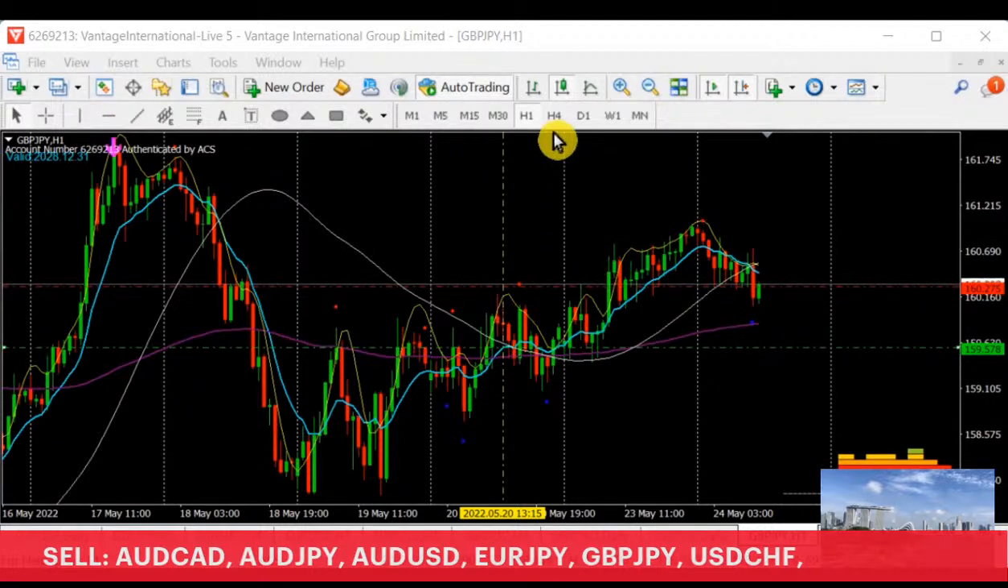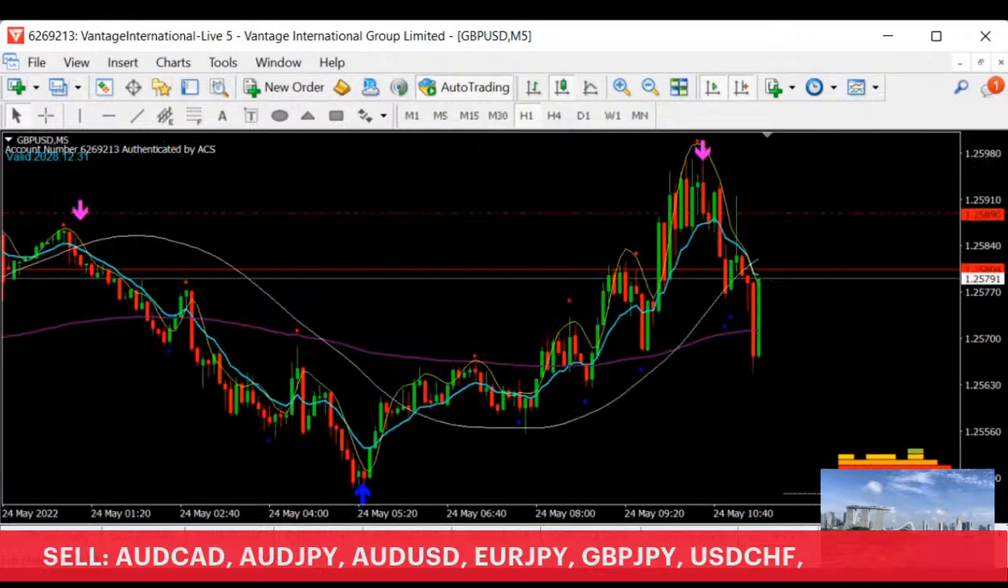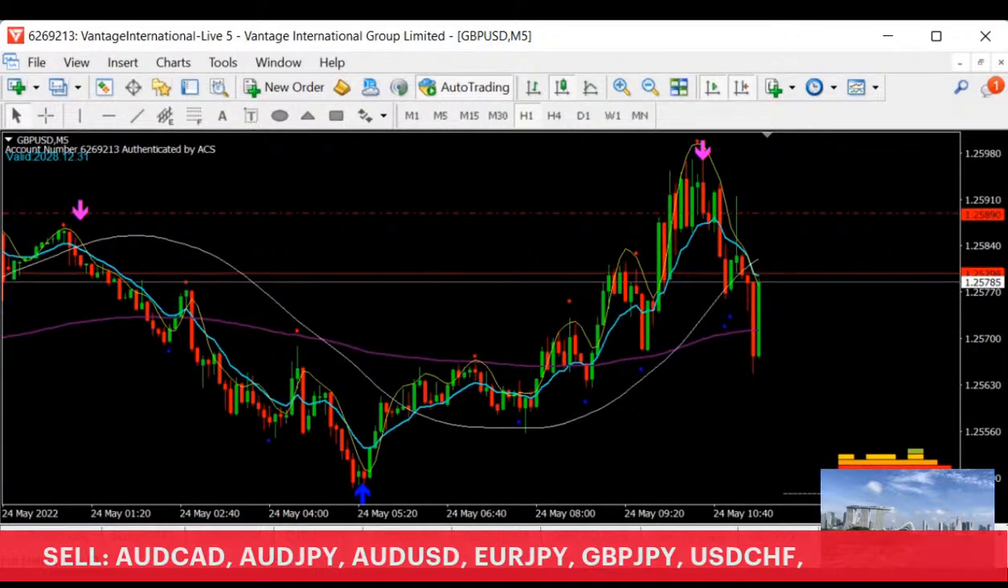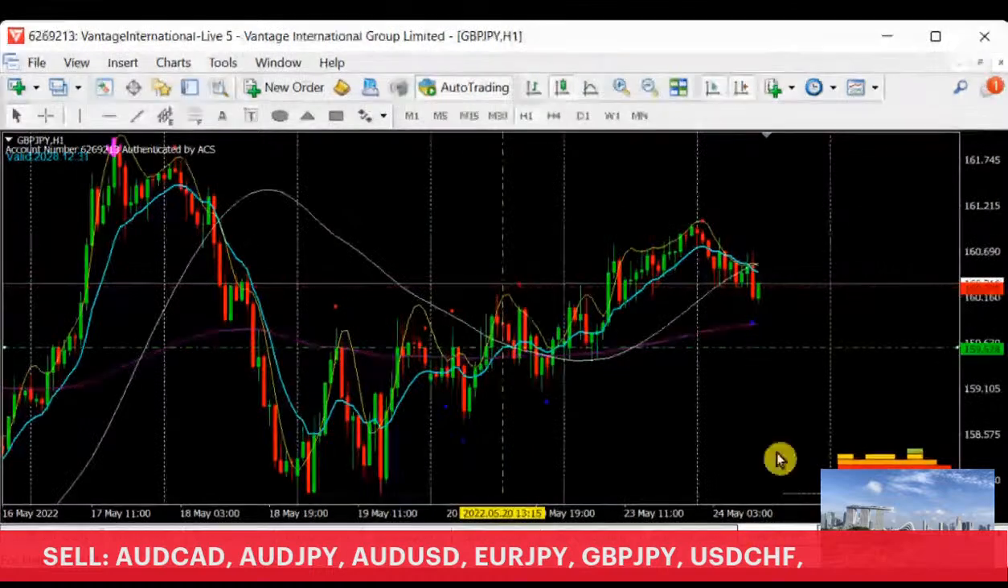Once again, pound dollar. Let's take a look at pound dollar.